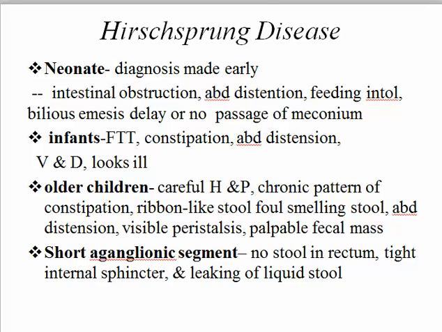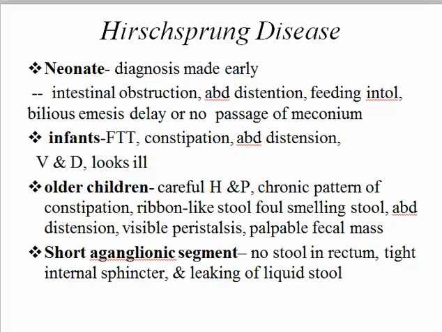All right. So then, in the neonate, diagnosis usually is made early because there's intestinal obstruction, there's abdominal distension, and there's feeding intolerance, and there's usually a bilious emesis. The bilious emesis is present but is delayed, or there's no passage of meconium. Now, with infants, they'll have failure to thrive. They would have constipation, abdominal distension, vomiting, and diarrhea, and they would look ill.